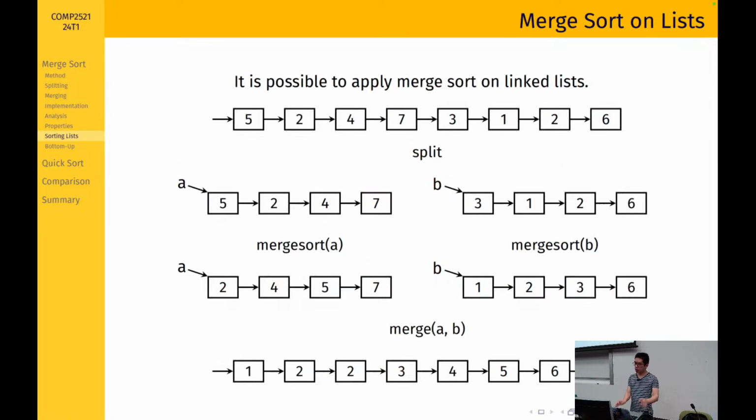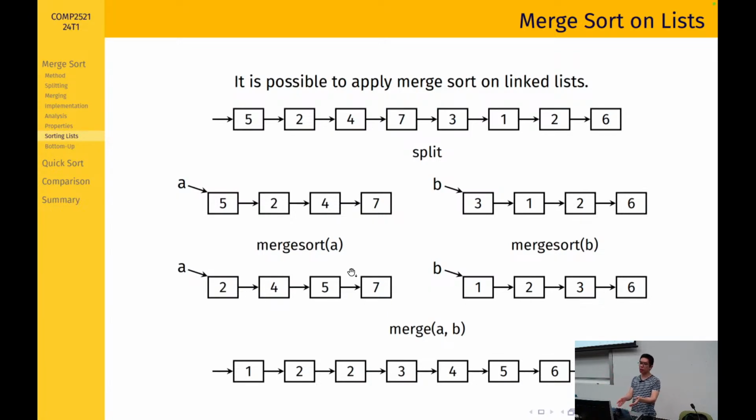Now, we're not going to talk about this much, but you can also merge sort linked lists, using a similar idea. If you start out with a list, you split it into two roughly equal halves, A and B. Then you recursively merge sort each half of the list. The base case is when you have one element in your list. And then after you have the two sorted lists, you merge them into a single linked list.